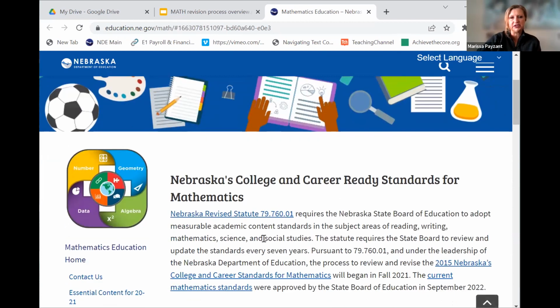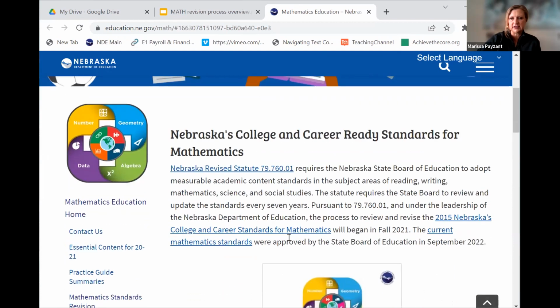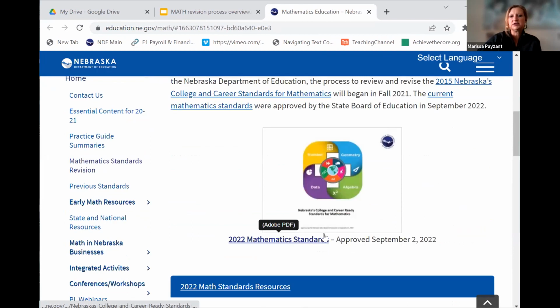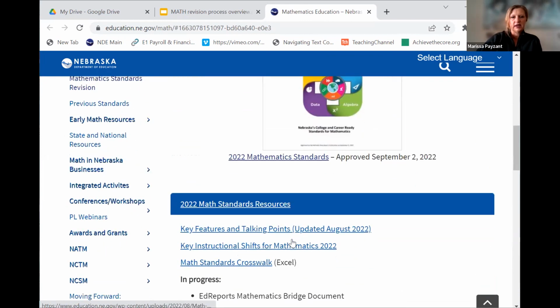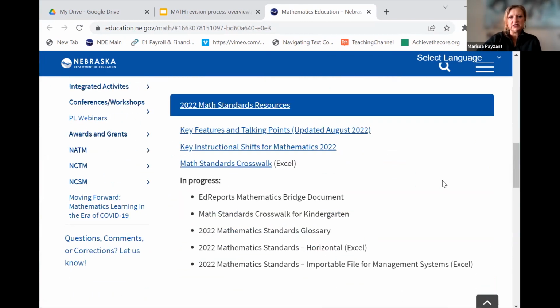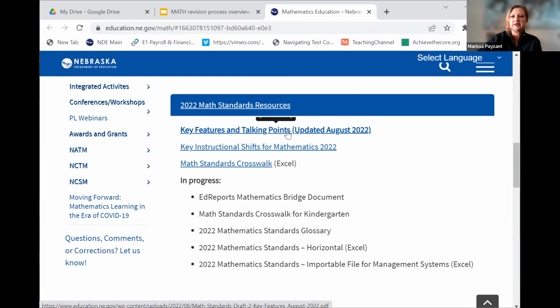And you'll see this language that I shared previously in the slide deck. Here's where you'll find the standards document itself. That's a PDF. You can just click on there. And then these are some of the resources. The ones that are linked here are the ones that are finished. They're available already. We have some key features and talking points. This document is going to go a little bit deeper into those revisions that we talked about. Very, very important resource here.